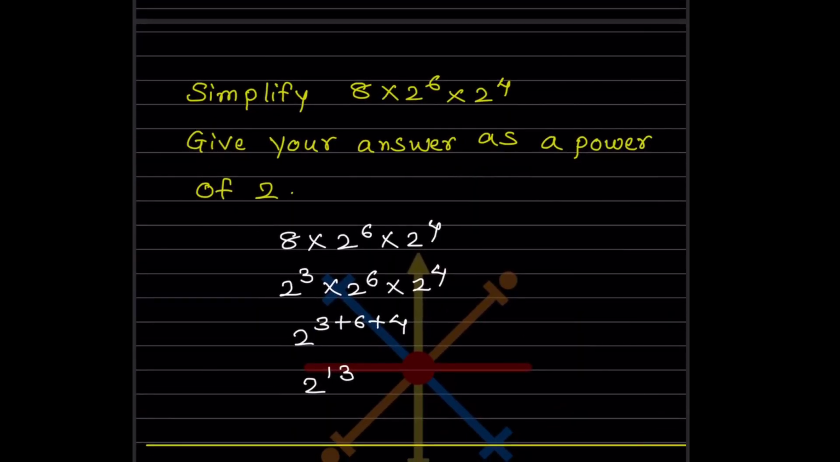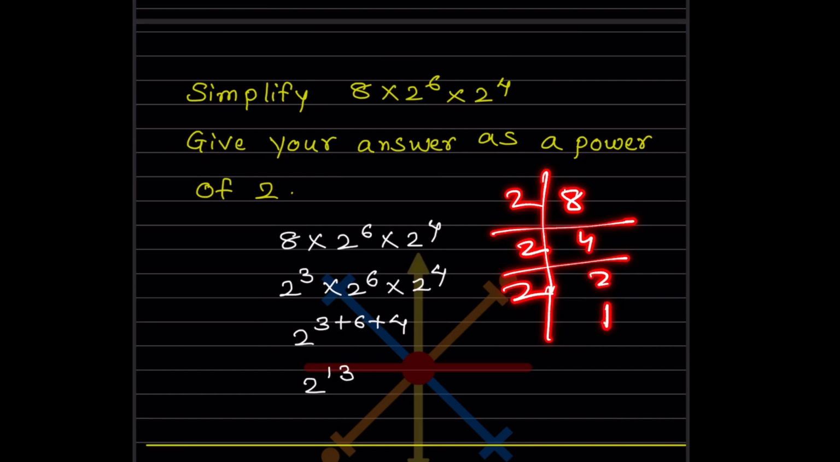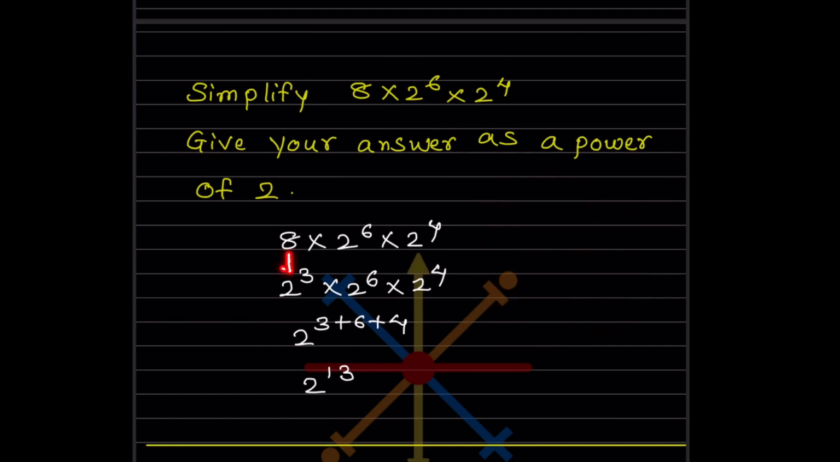Now we have to simplify 8 into 2 raised to 6 into 2 raised to 4, and they ask us to give the answer as a power of 2. We already have 2 over here, but this 8 can be written as, when you factorize this 8, 2 4s are, 2 2s are, and 2 1s are. So 2 cubed will be 8. So we can write this 8 as 2 cubed.